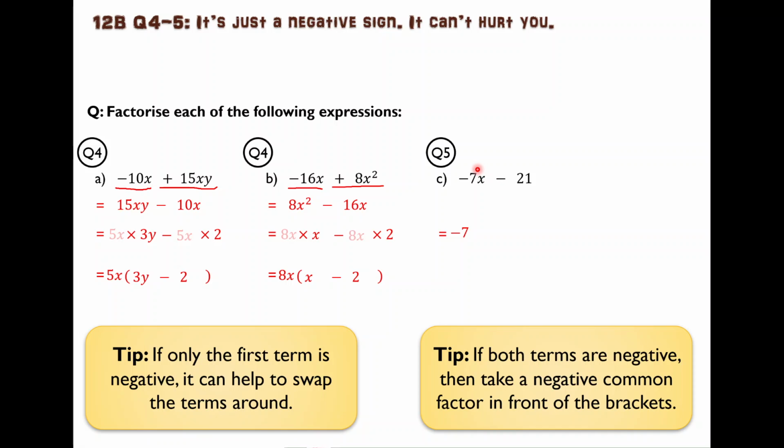Now I need to write 7x as 7 times something. Well, that's just 7 times x. And 21, how can I write that as 7 times something? 21 is 7 times 3. You might notice there that the way that I thought of it is I kind of just ignored that minus sign and just said, oh, 21, how do I write that as 7 times something? And then once I figured out that answer, I put that negative sign back in.